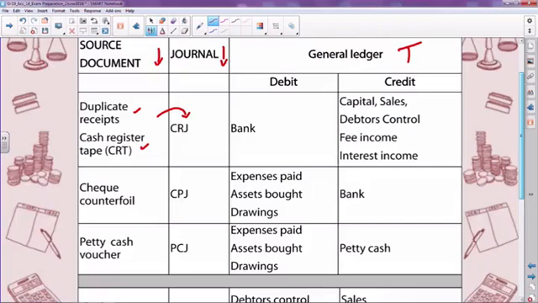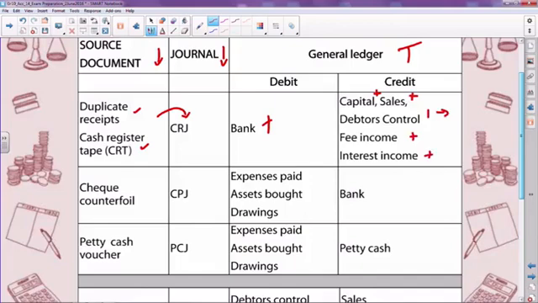Now let's look at the general ledger quickly. So what do I debit? I will debit bank. So bank will go up on the debit side, and therefore capital will go up, your sales will go up, your debtors control will go down because they paid, fee income will go up because it's an income, and interest income will go up as well.